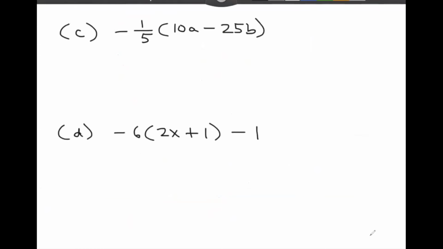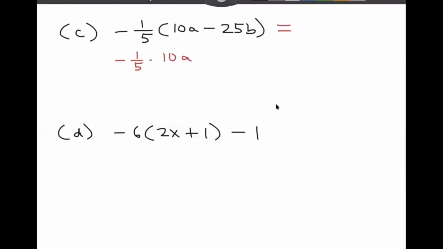-1/5 times 10a minus 25b. All right, so people always get nervous when I throw fractions into the mix. Okay, but the fractions are not that bad, especially in this problem. We have -1/5 times 10a. All right, and now I'm going to use my shortcut.